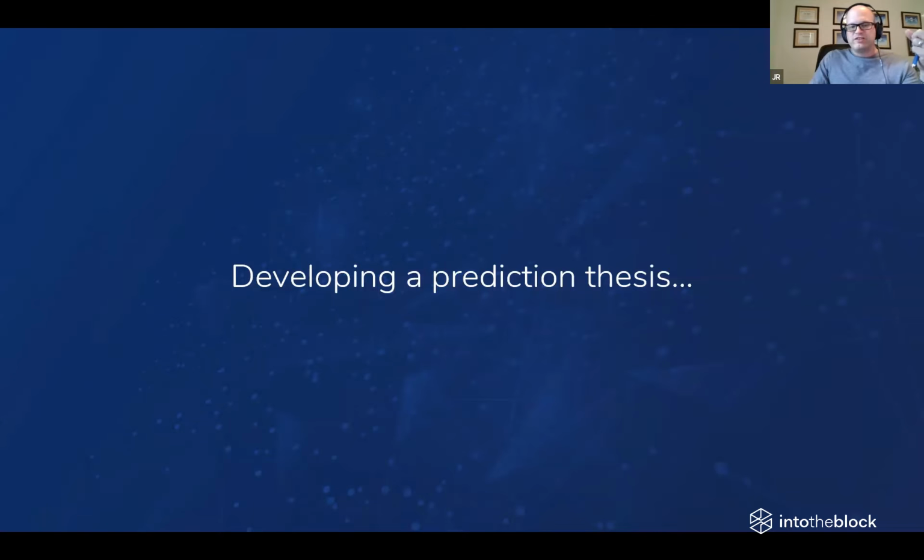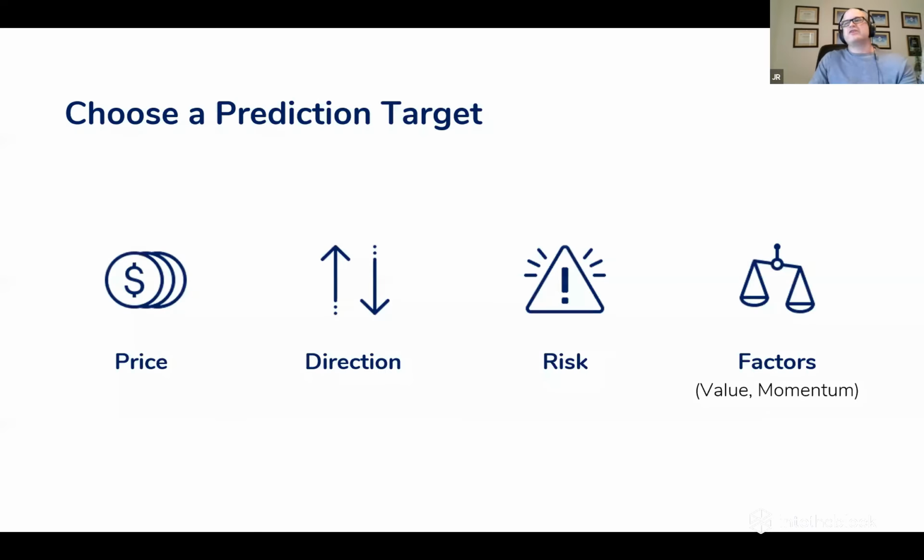So how do you develop a prediction thesis? What do you predict? There are many things that could be predictable. You can predict price. That is the intuitive first thing that people think about. But you can also predict direction, right? Is the price going to go up or down? Is it a bullish movement or a bearish movement? You can predict risk or volatility to try to offset some positions. Also, there are predictive models that focus, instead of on a single asset, on multiple assets based on factors of value, momentum, things like that. And there are a few other things that could be predictable with this type of approach.